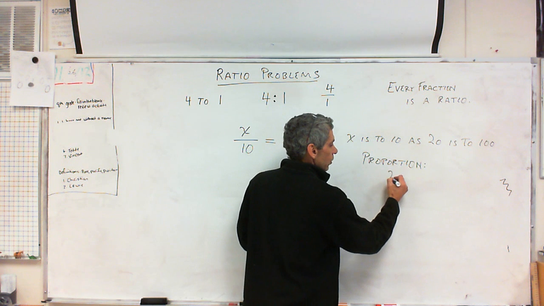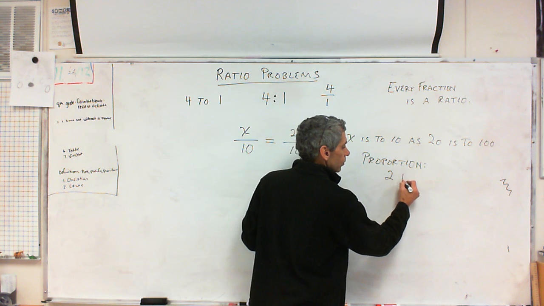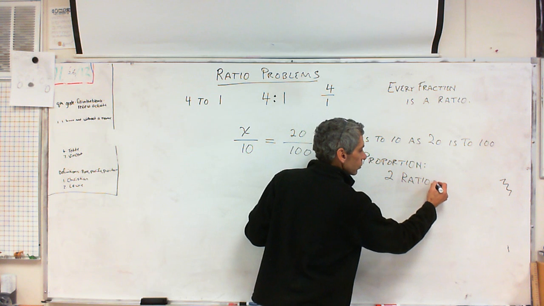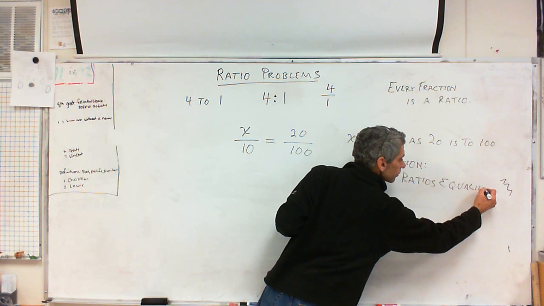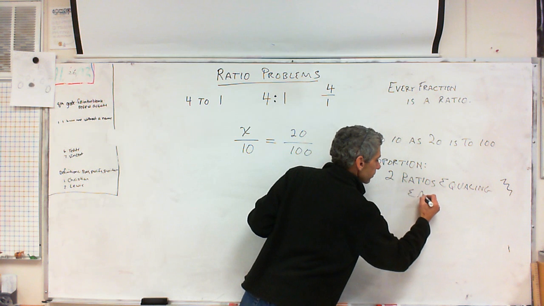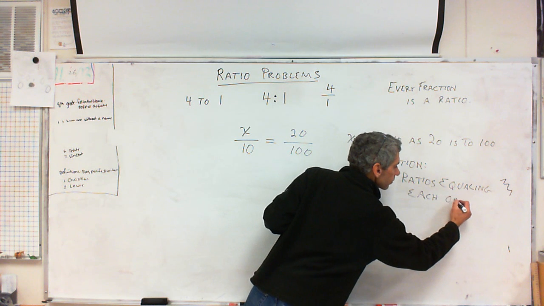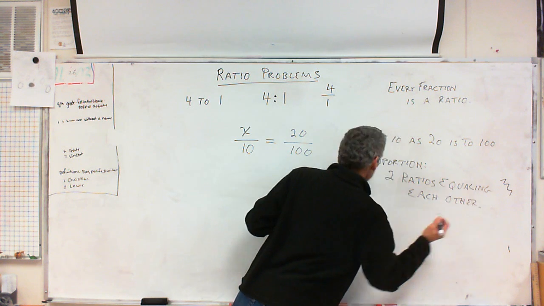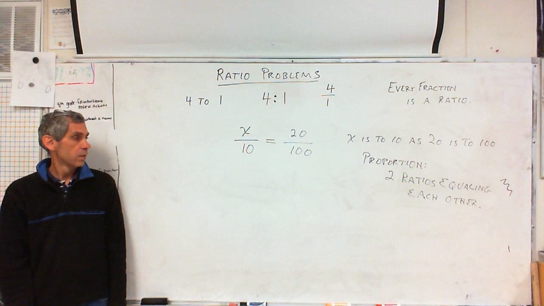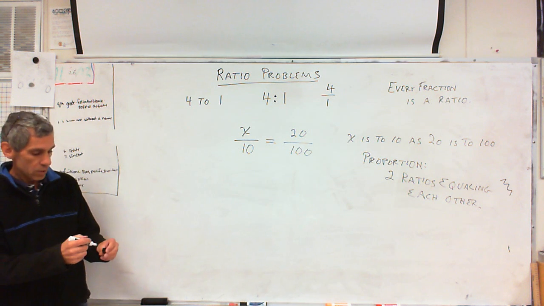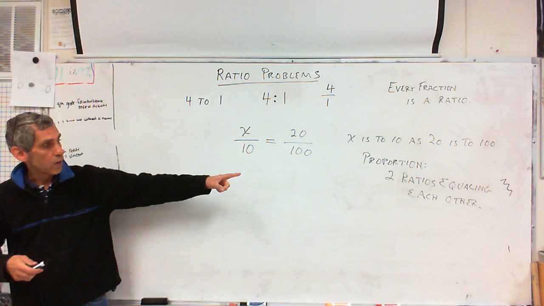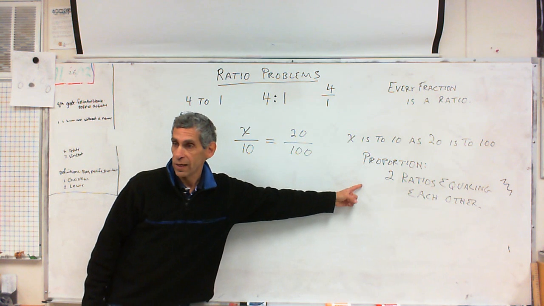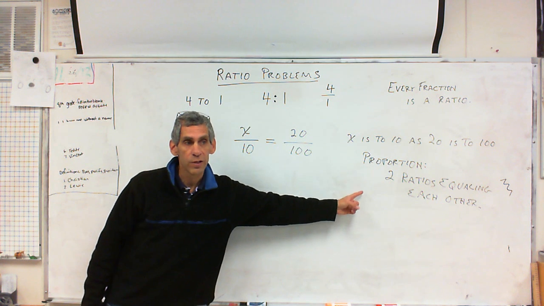Is two ratios equaling each other. Two ratios equaling each other. And when I told you two ratios each equaling each other. Now when I told you that ratios can be really useful, that's why. Because you can take a ratio and turn it into a proportion.